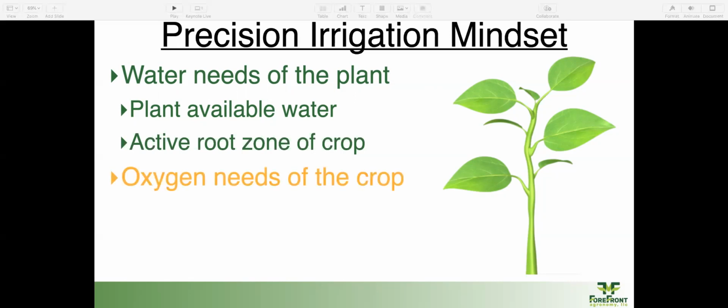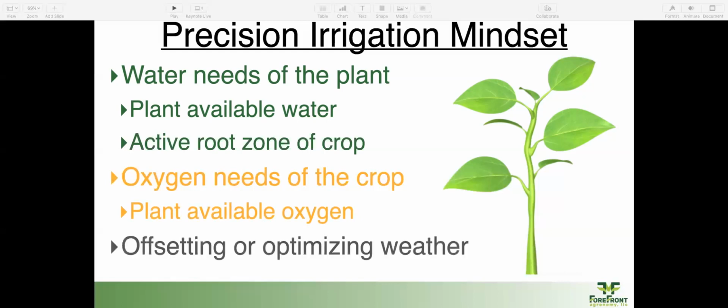One thing that often gets overlooked is the oxygen needs of the crop. Oxygen is a very important part of the process, and is vital to life. And we've got to account for the oxygen needs of that plant. And really, how is that water entering the soil? How is it bringing oxygen into that soil? And where is that oxygen available? So, these are things that we want to pay attention to as we manage water.